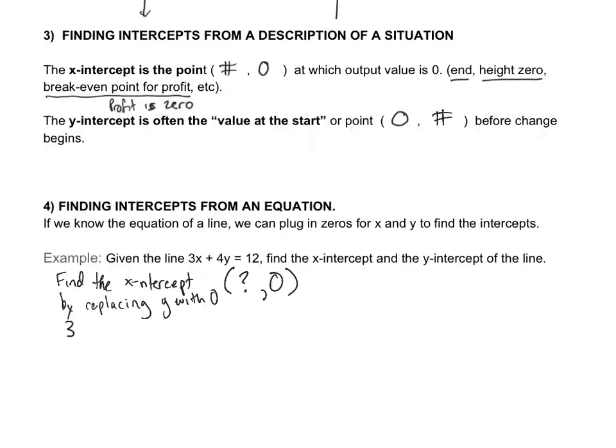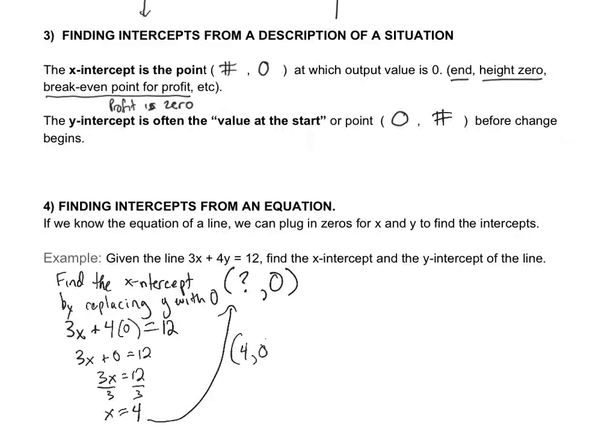So I keep x, and I replace y with 0. And then that gives me 3x plus 0 equals 12, which means that 3x is 12. And if I divide both sides by 3, I get x is 4. And that gives me my value there. So my final answer is that the x-intercept is (4, 0).